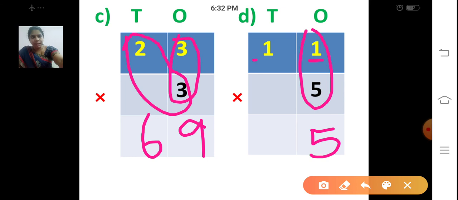Now second step is multiply the digit at the tens place by 5. Again 1 5s are 5. Write the answer 5.